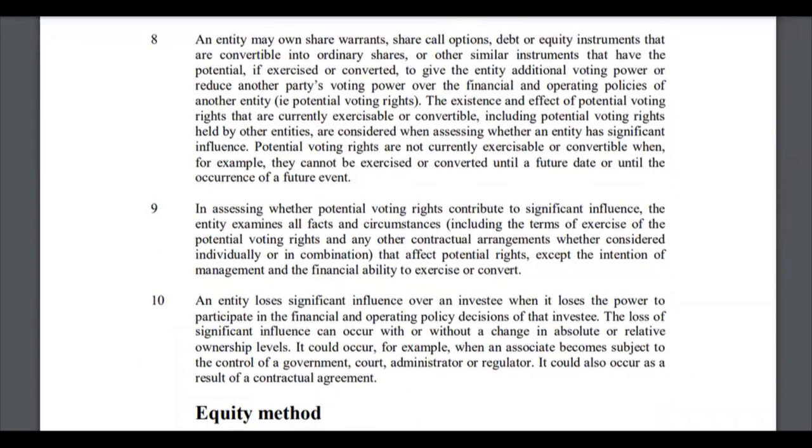Then paragraphs 8, 9, 10 again are elaborations of what other ways would be considered as significant influence. So potential voting rights as well. In this paragraph, they've talked about potential voting rights. You can read this paragraph on your own, but if I summarize it for you, it says that even if the investor has potential voting rights, they will be considered when assessing whether the entity has significant influence or not, right? So as an accountant, you will have to look for whether the investor has potential voting rights over the investee. That is one of the factors that will be considered when determining whether the investor has significant influence or not.